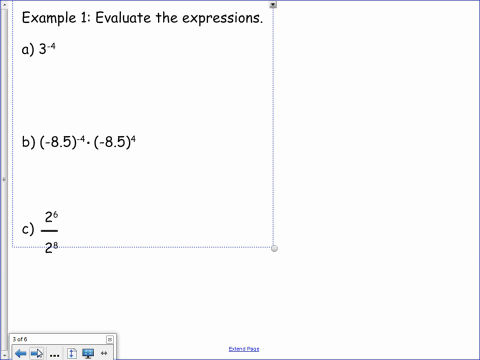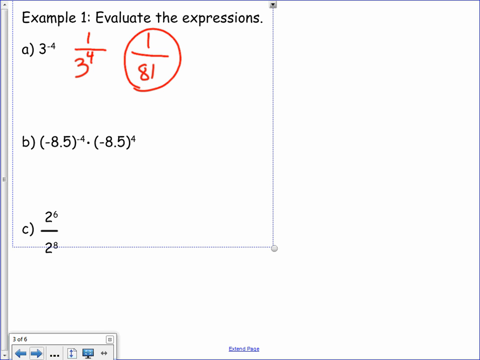Now let's take a look at a couple examples. The first one is a negative exponent, so that's going to be 1 over 3 to the 4th power instead of 3 to the negative 4. Then we want to evaluate what that is. 3 to the 4th power: 3 times 3 is 9, and 9 times 9 is 81. Or you can use your calculator: do 3, then the caret button or the x to the y button, and then 4, and your answer will come up to 81.